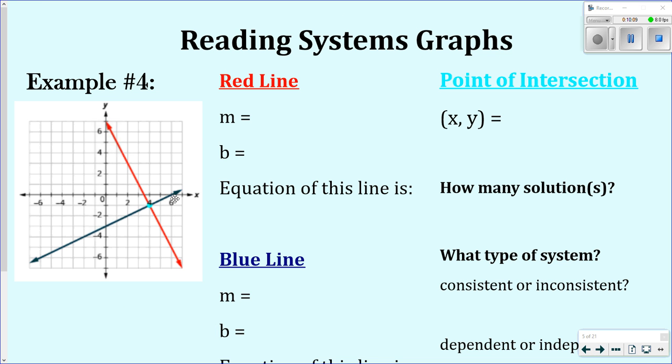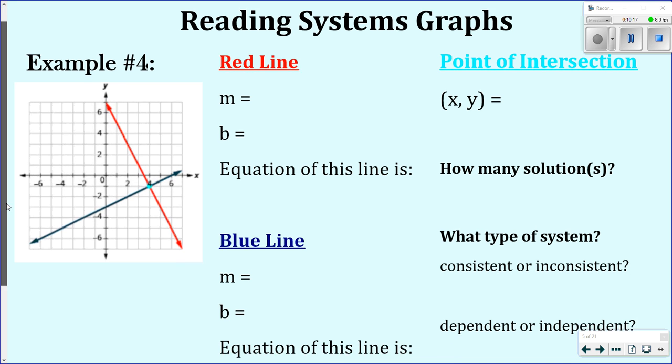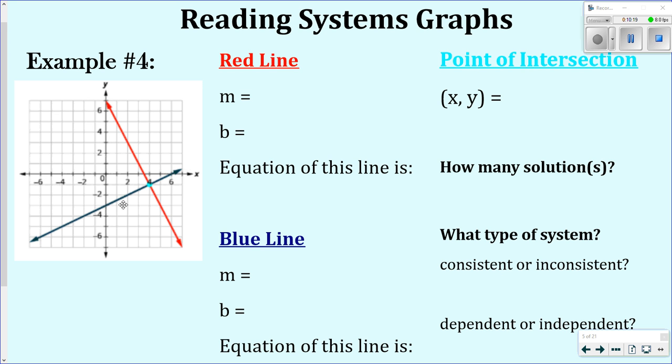Okay, so we're going to do examples based on reading systems graph. They're going to give you a graph, they already have the line, and any information that's needed. In order to know what's going on, they might ask you how many solutions there are, what type of system, if it's consistent, inconsistent, dependent, or independent. Based on what we just learned a few minutes ago, we're going to apply it to this problem.